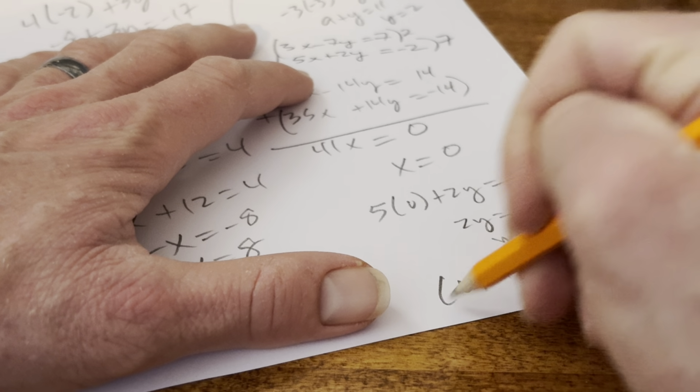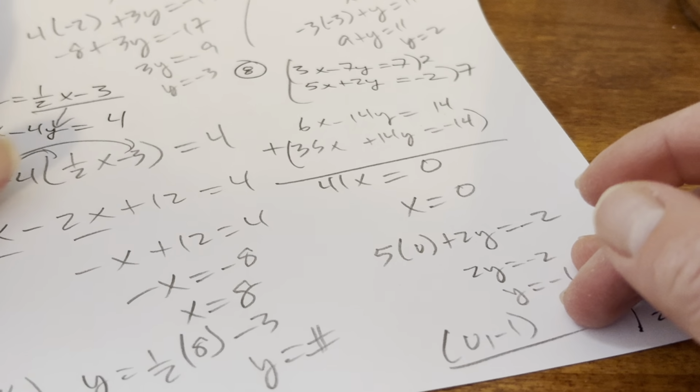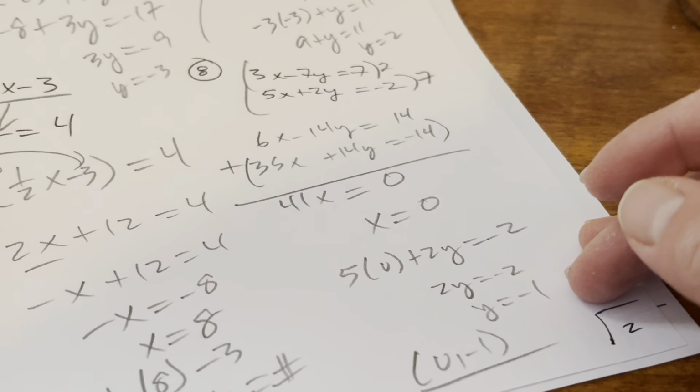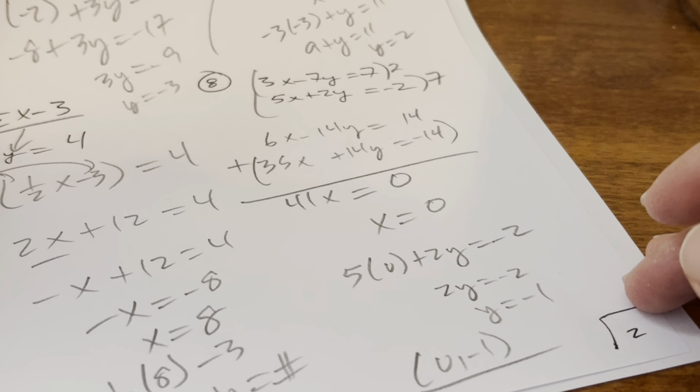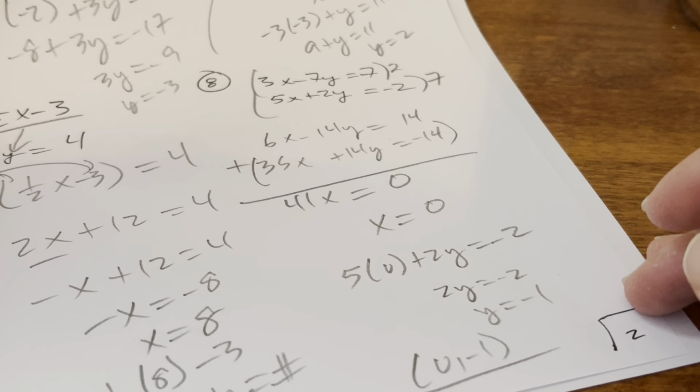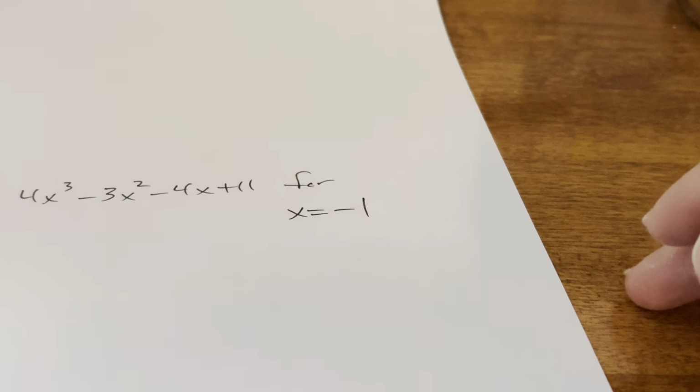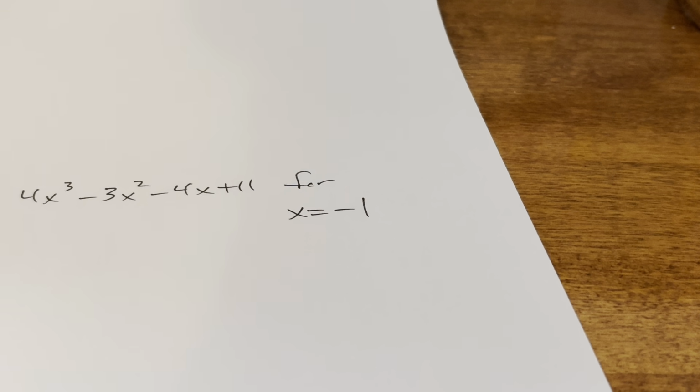Again, an answer of 0 works. You can also have no solutions. If everything canceled, you got like 0 equals 5, no solution. All right. And the last two.